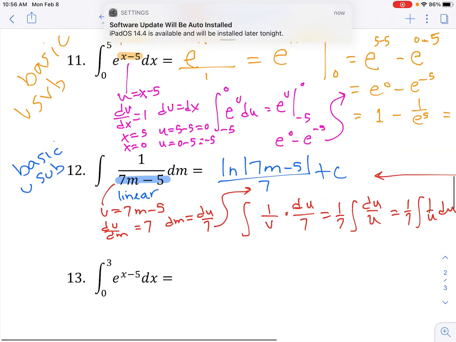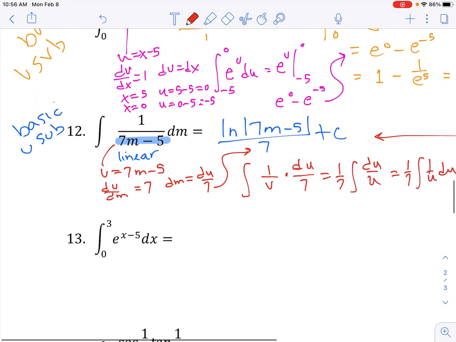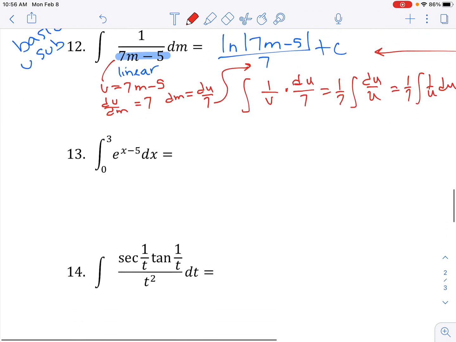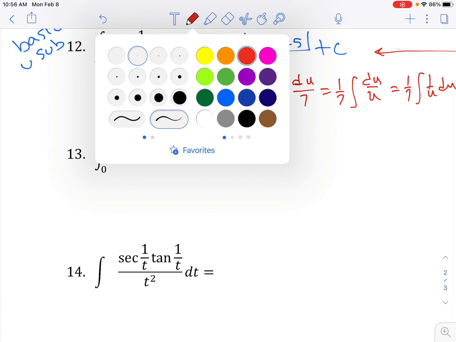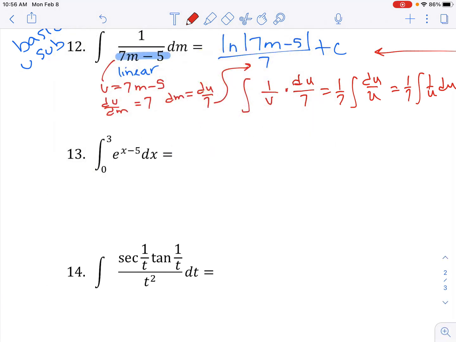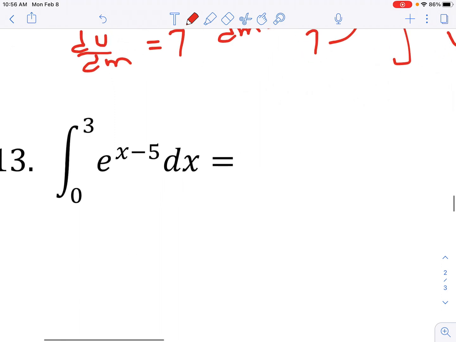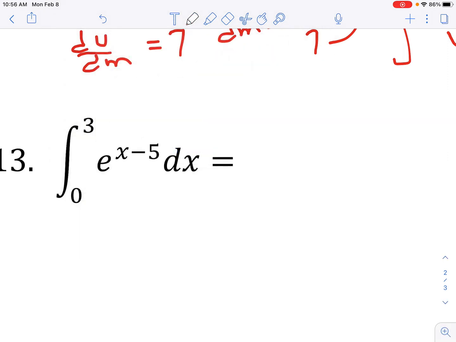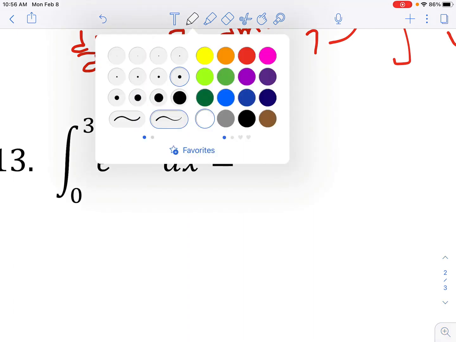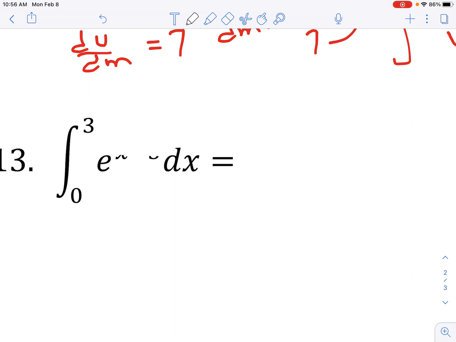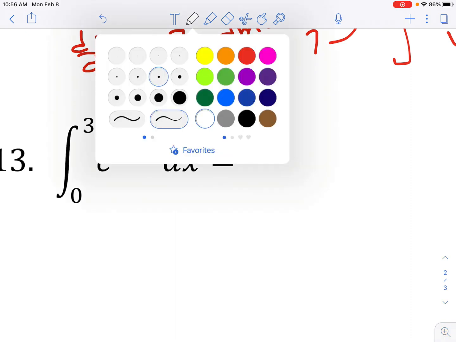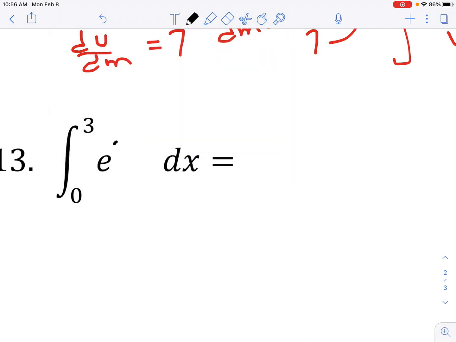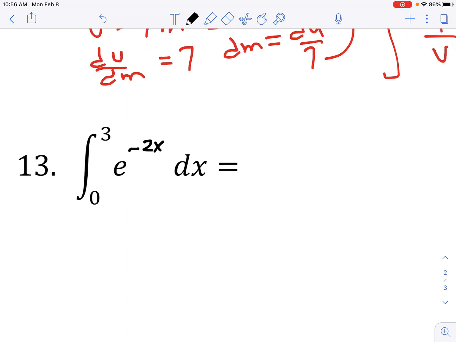Okay, 13, I just noticed, looks like I have a typo. I think this is definitely a typo. This should be not x minus 5. I forgot to change the power on that. So let me get creative here. Ooh, that was a bit too big. Let's do maybe that. Let's get rid of that. And then let's call it minus 2x. That's what I meant for it to be, minus 2x.